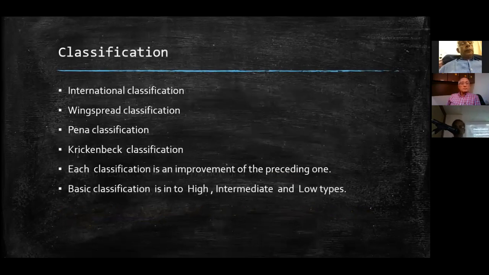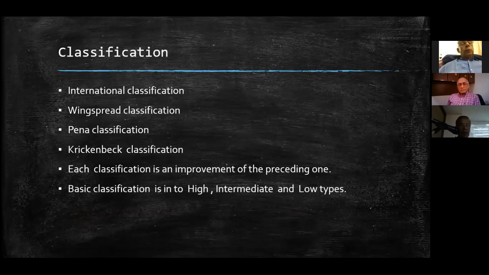So, by classification: because anorectal malformation, I told you, is a spectrum of disease, from mild to moderate to the most severe form, there have been attempts to classify it. That's why different classifications are there. So you may please note that the initial classification is the International classification. Then came the Pena classification.